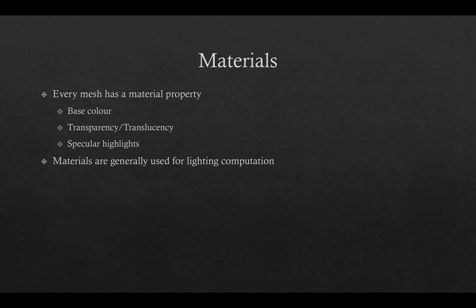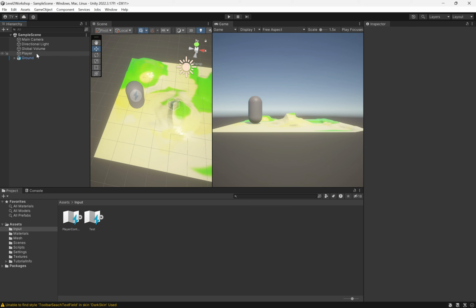Cool. So, the other thing about 3D is that now we no longer have colors. Like, you can't just assign a color to an object and then expect it to look in that color. Every mesh has a material property that defines what color it looks like. It also defines how transparent, how translucent it's supposed to be, and also how shiny it's supposed to look when a light shines on it. And these materials, they are generally used for lighting computation. So let's take a look about it.